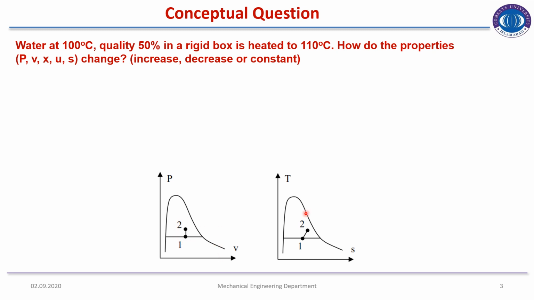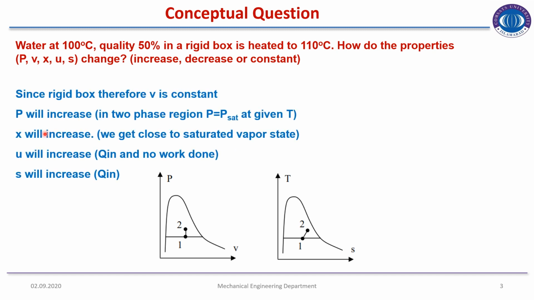So here the PV and TS diagram are represented. So as you can see that at the process 1, the system or the water vapor are in the dome region at quality 50%. Since the box is rigid, therefore V is constant. So for rigid box, V is constant.